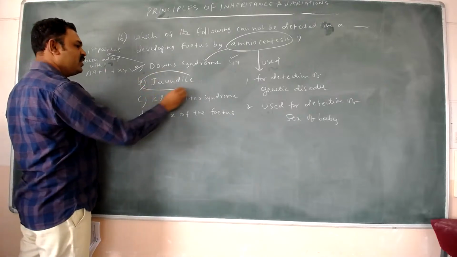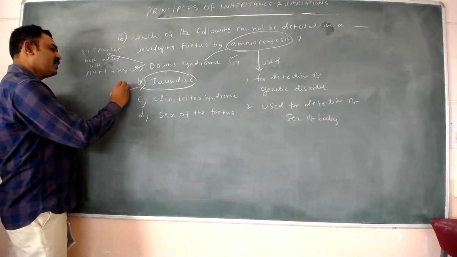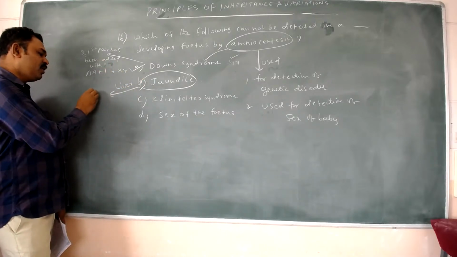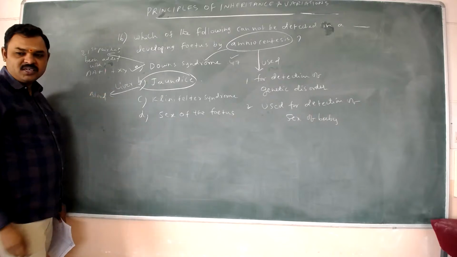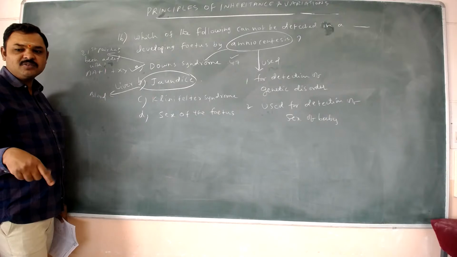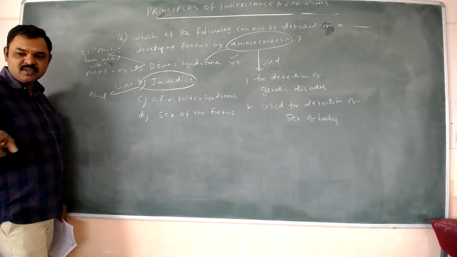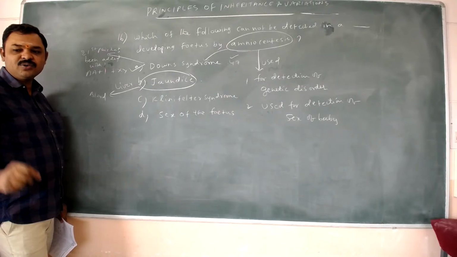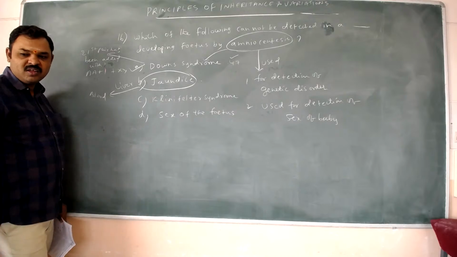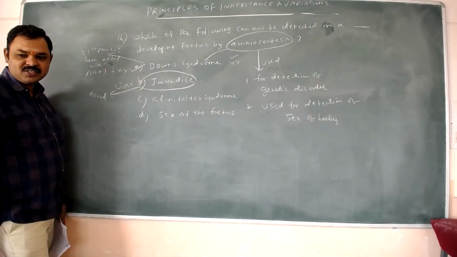Jaundice, what is jaundice? This is a bile juice, liver defect. If the bile juice leaks into the blood, the blood is diluted with bile juice. Henceforth, your eyes and your nails turn yellow in color. This is a liver disorder, not chromosomal. Henceforth, jaundice would not be detected by the amniocentesis technique.